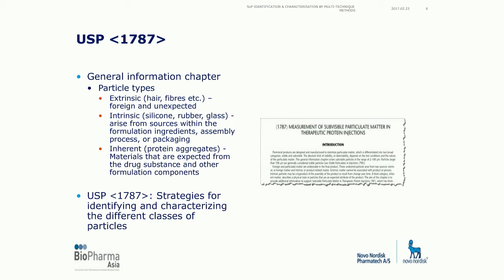Then you have the intrinsic: silicone, rubber, glass. These arise from sources within the formulation ingredients or assembly process or the packing material. And finally, we have the inherent particles. These are protein aggregates. So these are materials that we would expect to find either from the drug substance or from other formulation components. And the USP 1787 then outlines different strategies for identifying and characterizing these different classes of particles.